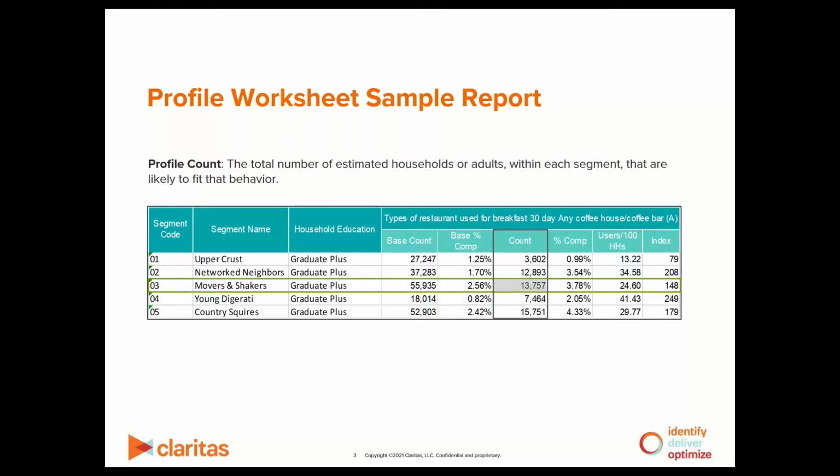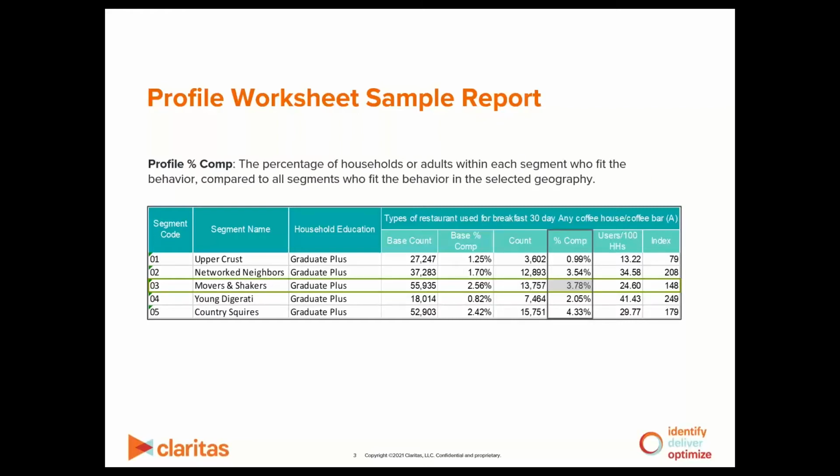Moving on to count. This is the total number of estimated households or adults within each segment that are likely to fit that profile behavior. Please note, if you're using an adult-based profile, which is denoted by an A at the end of the profile name, this will be the estimated number of adults. Otherwise, it's the estimated number of households. In our example, there are 13,757 adults within movers and shakers households in the Atlanta CBSA who are estimated to have visited a coffee shop within the last 30 days.